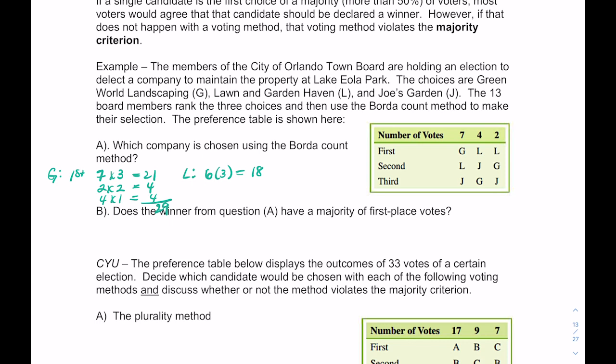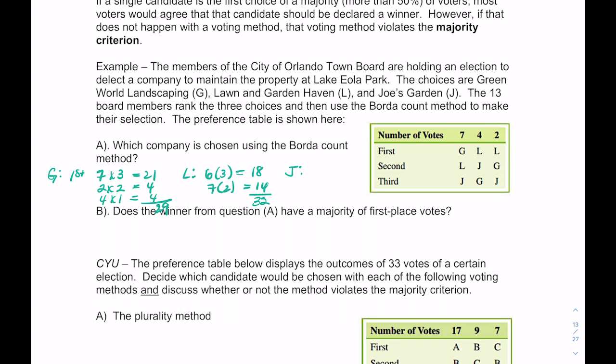For Lawn and Garden Haven, I'm getting 6 from adding up the 4 and the 2 right here, because we had 4 people plus 2 people choose Lawn and Garden for first place, so that's where the 6 is coming from. And nobody voted Lawn and Garden to be in third place. We add those up and get 32 points. And then last but not least, we've got Joe's Garden.